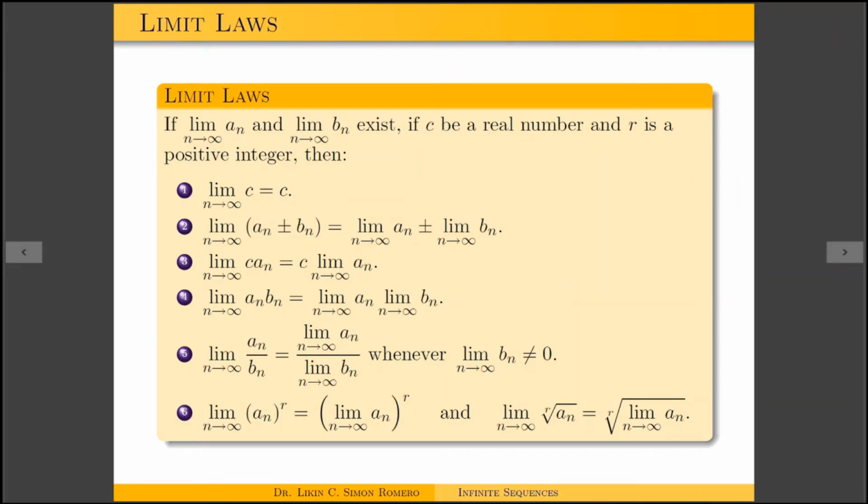And so I may just want to remind you of all these limit laws. You can take a minute to look through them. I'm not going to necessarily go through all of them again.